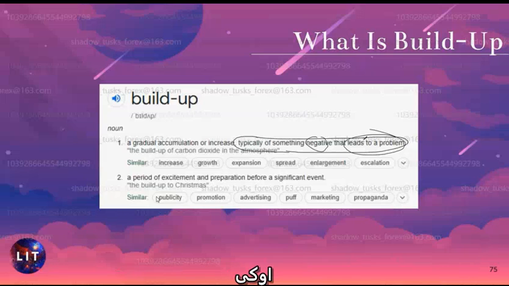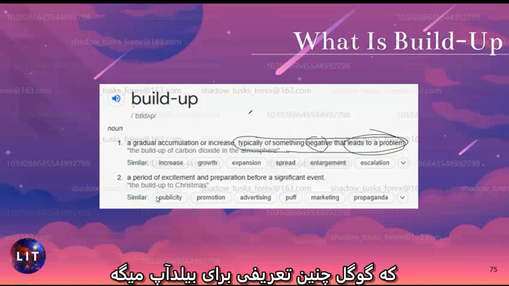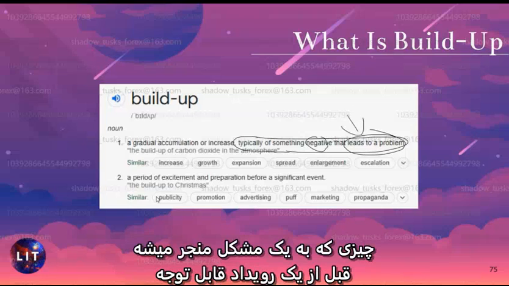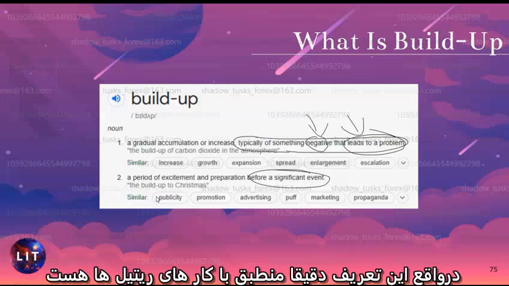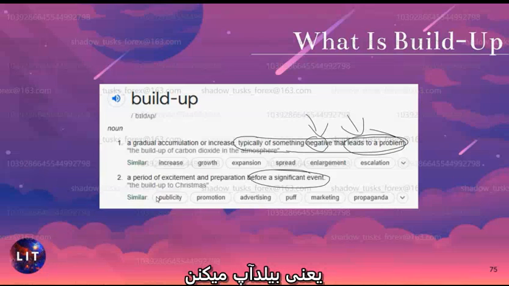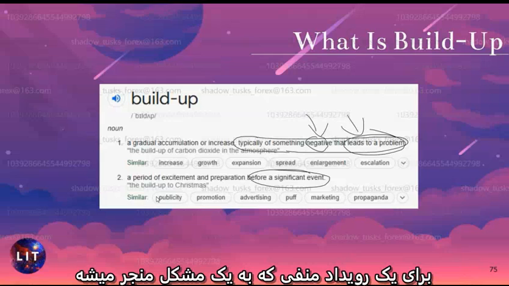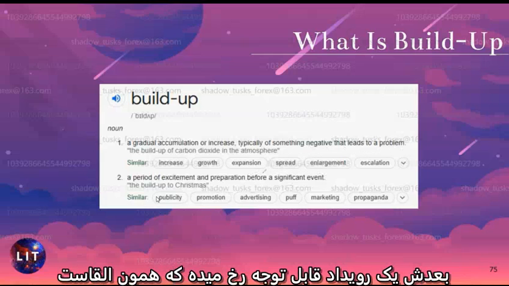Okay. That's kind of funny, isn't it? That Google gives that type of definition for a build-up. Something that leads to a problem before a significant event. It's also negative. Okay. Perfect. I mean, that perfectly fits our definition, what they're doing to the retailers. They build it up like a negative event that leads to a problem. Then a significant event happens, which is the inducement. And then, of course, they're out.